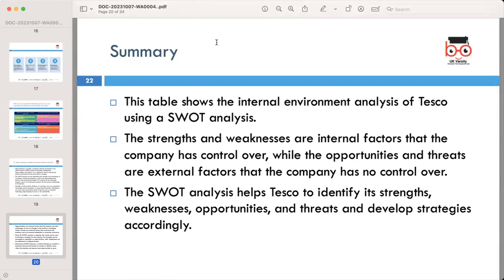So again, in summary, this table shows the internal environmental analysis of Tesco using a SWOT analysis. Strengths and weaknesses are internal factors that the company has control over, while the opportunities and threats are external factors that the company has no control over. The SWOT analysis helps Tesco to identify its strengths, weaknesses, opportunities, and threats, and develop strategies accordingly.